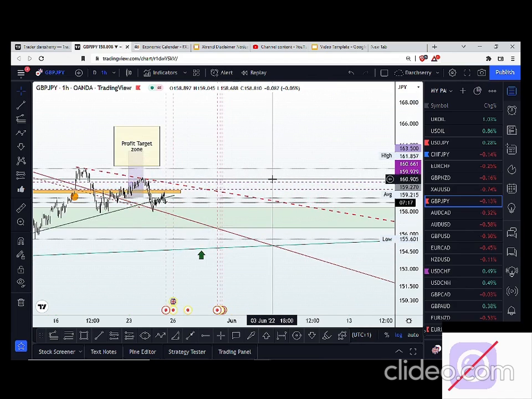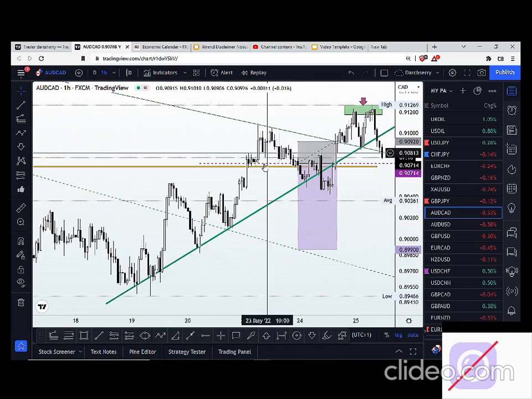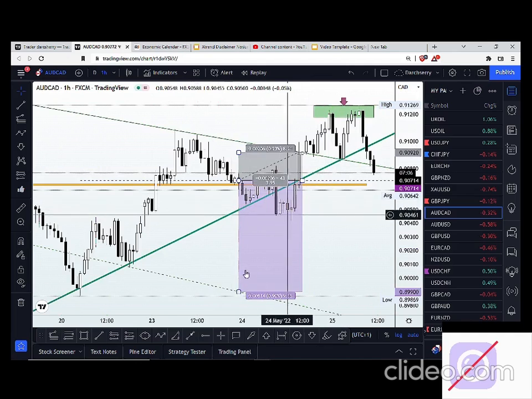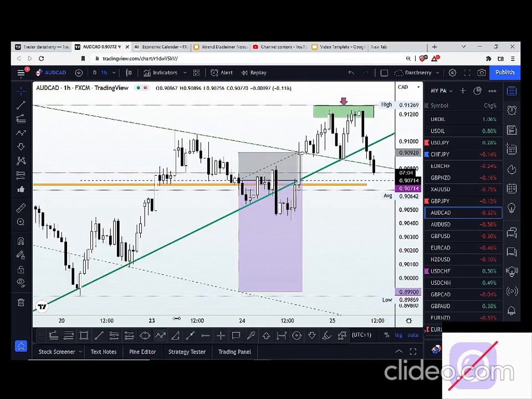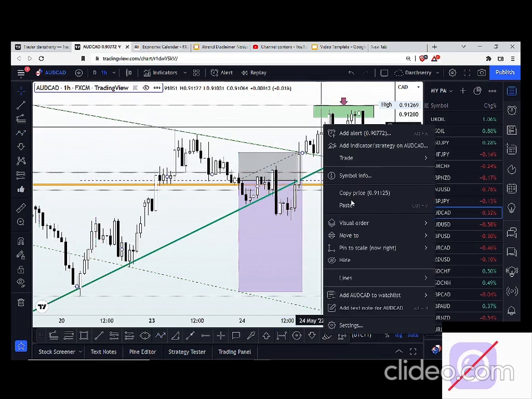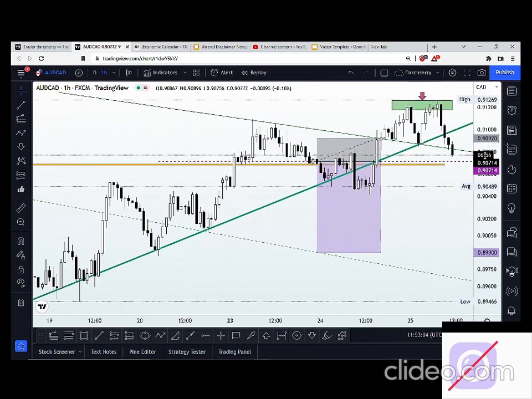Then on AUD CAD, AUD CAD yesterday was break even, as price though moved in our favor, but it came back to entry points and moved the other way around, hereby closing at break even.